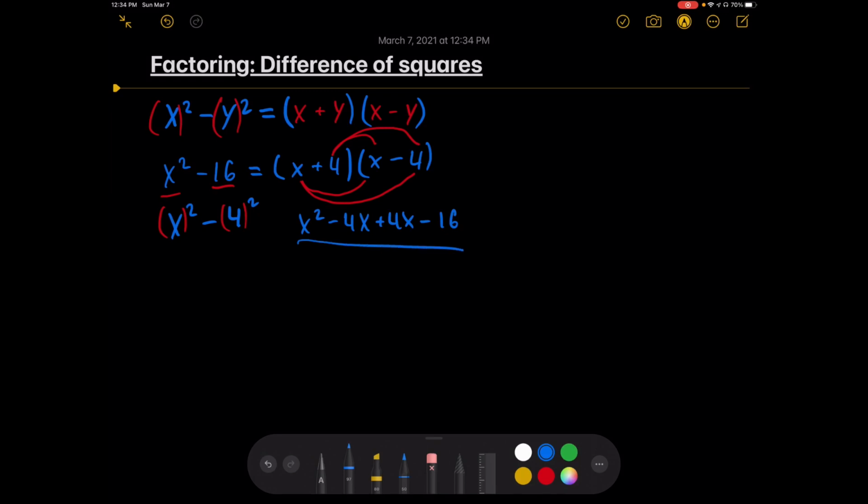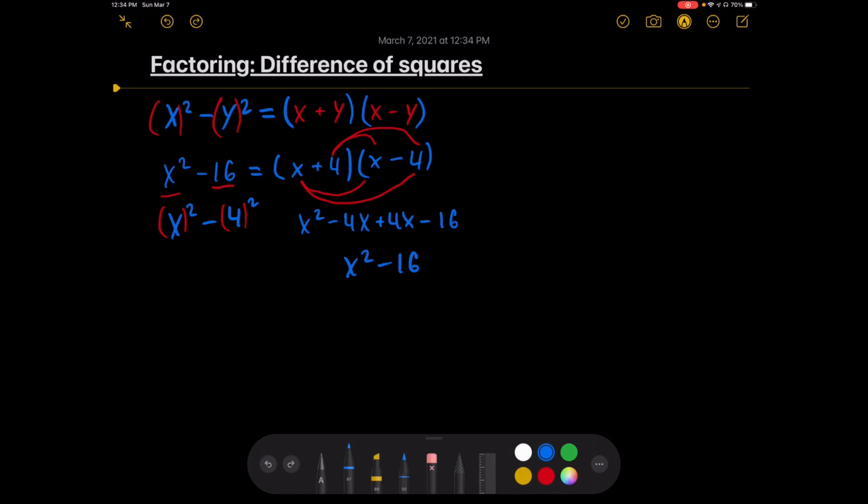So this is what that is all multiplied out. But if you notice, we've got a minus 4x and a plus 4x. And what happens when you take minus 4 plus 4? They cancel out. So that is going to end up being the same exact thing as x squared minus 16, which is what we had at the beginning of that problem over here. So what that means is that we can take a difference of squares with anything and put it into that template, and we're going to get the original thing.